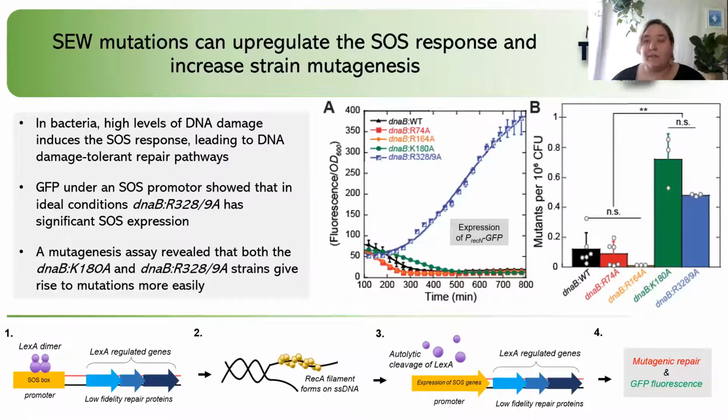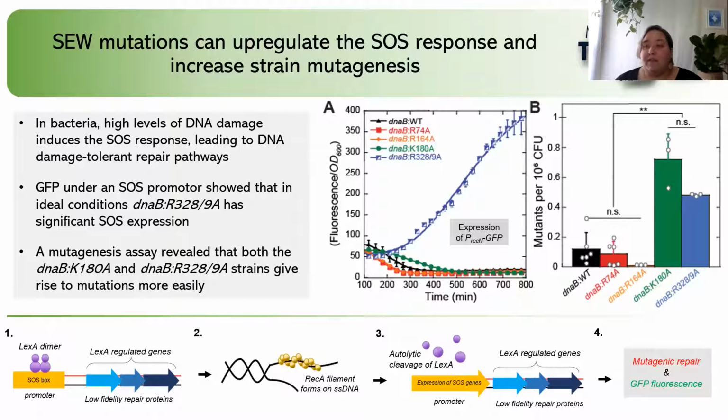We looked at the SOS expression using GFP under an SOS promoter, and what we saw under ideal laboratory conditions was that the double mutant has a significant expression of SOS proteins. This is mirrored in the mutagenesis assay, where we see that the double mutant has a high chance to develop mutants that are resistant to rifampicin. This is likely due to the DNA damage tolerant proteins produced by the SOS response.